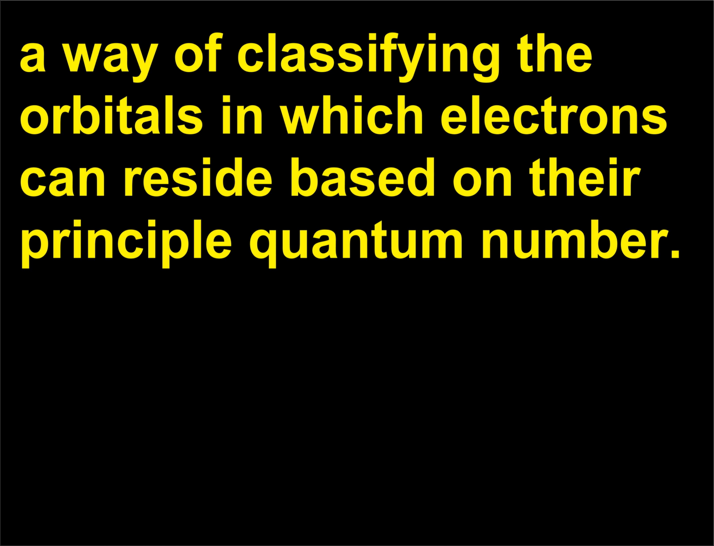What is a shell? A way of classifying the orbitals in which electrons can reside based on their principal quantum number.